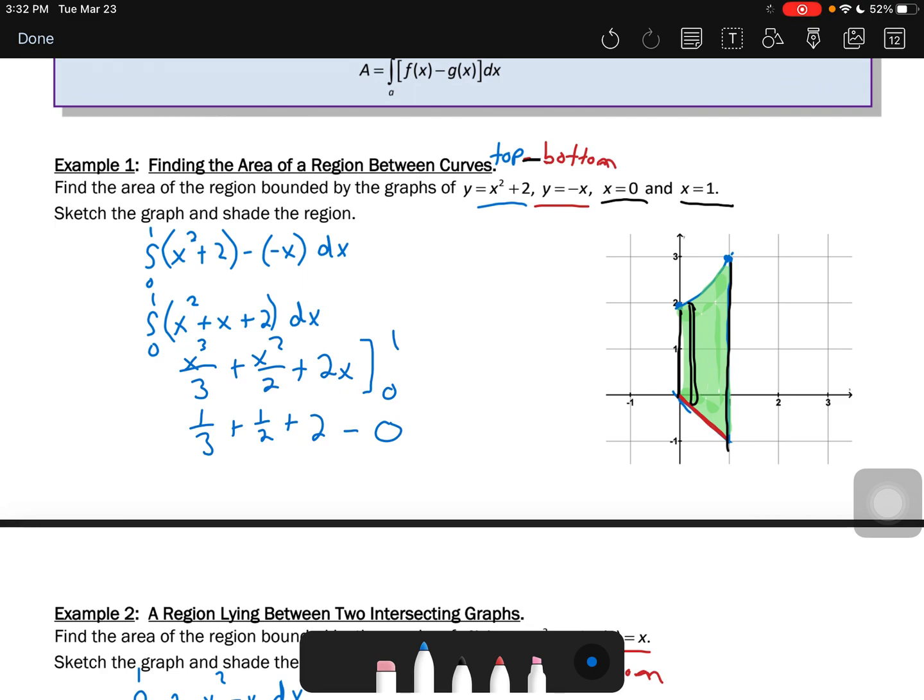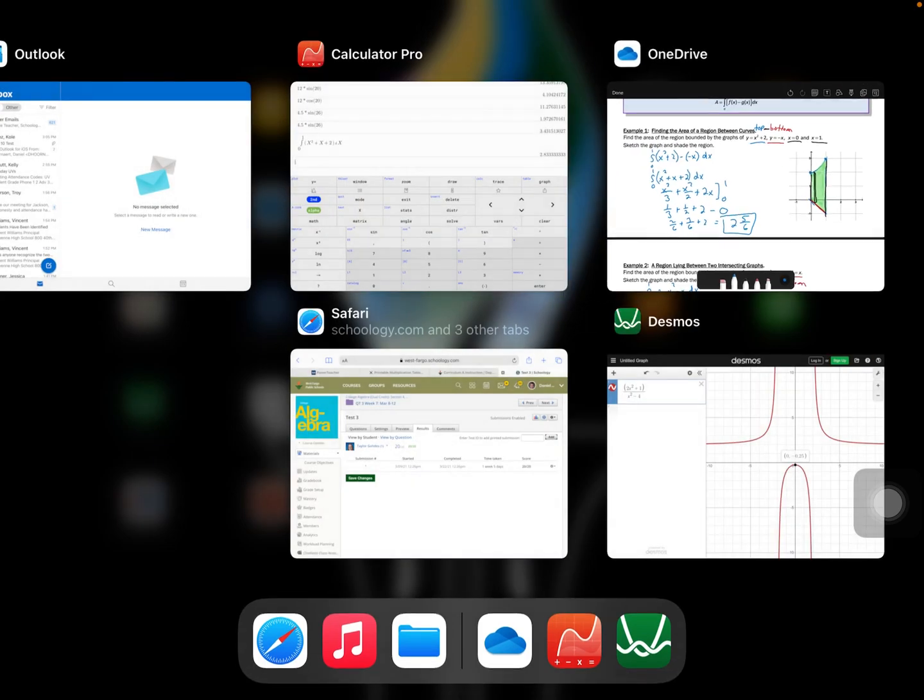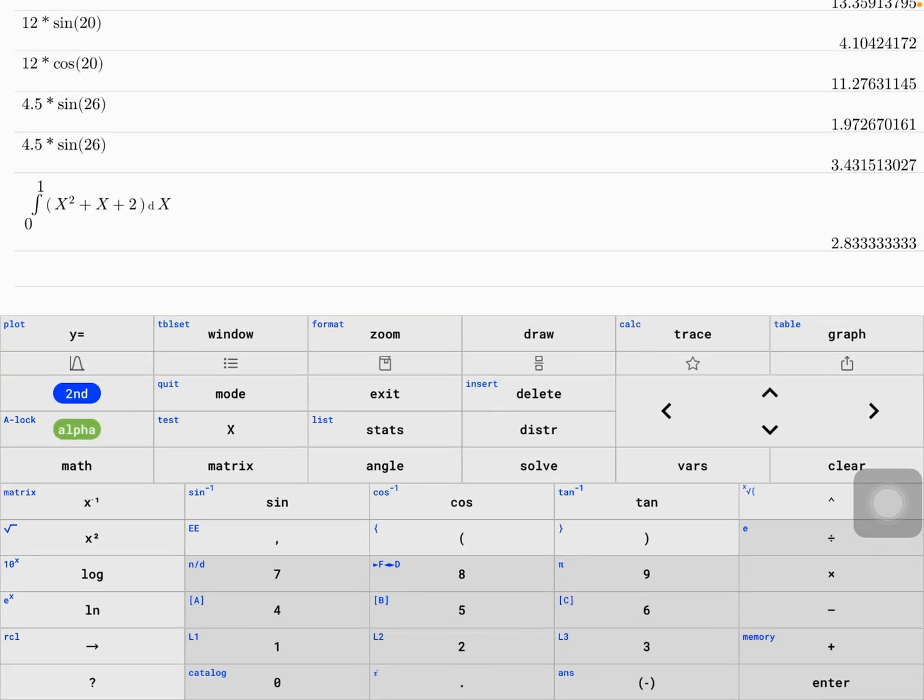Okay, so I've got 1/3 plus 1/2 plus 2. That'd be 2/6 plus 3/6 plus 2. I get 2 and 5/6 for that one. Now you can easily check this with a graphing calculator too. I typed this in, so we do our integral from 0 to 1 of x squared plus x plus 2 dx, and it verifies 2.83 repeating, which is the same as 2 and 5/6.